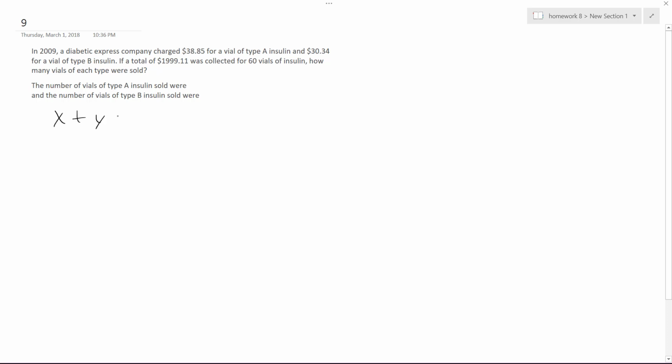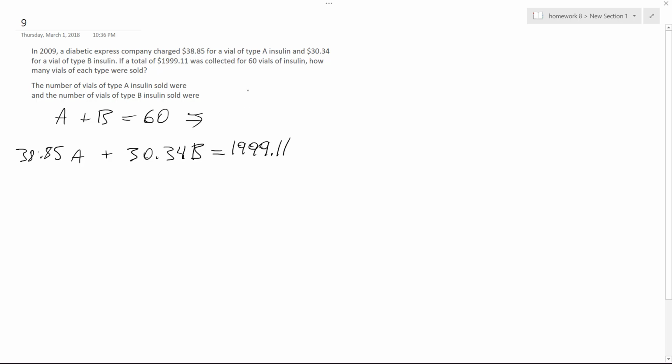I'll use A plus B because they say type A and type B. A plus B equals 60. Then 38.85 for type A times A, the number of units sold, plus 30.34 times B is equal to $1,999.11.